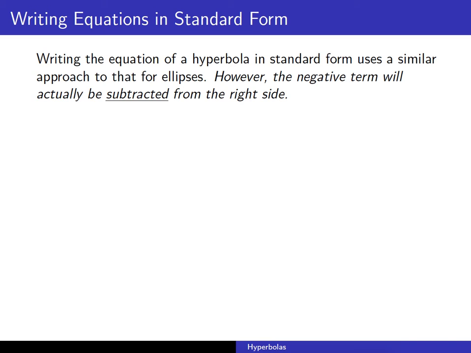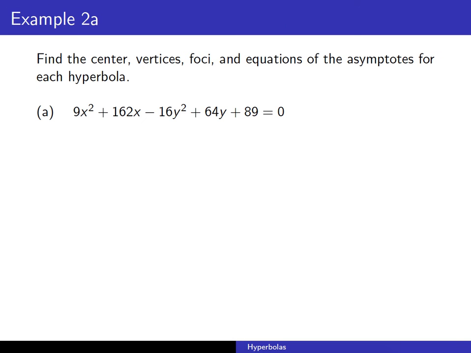So again, just like with ellipses, it's probably going to be easier to see it in action in an example rather than described in words here. So example 2, part A: find the center, vertices, foci, and equations for the asymptotes of each hyperbola. Once again, we're going to start by getting the 89 from the left over to the right. So we subtracted from both sides.